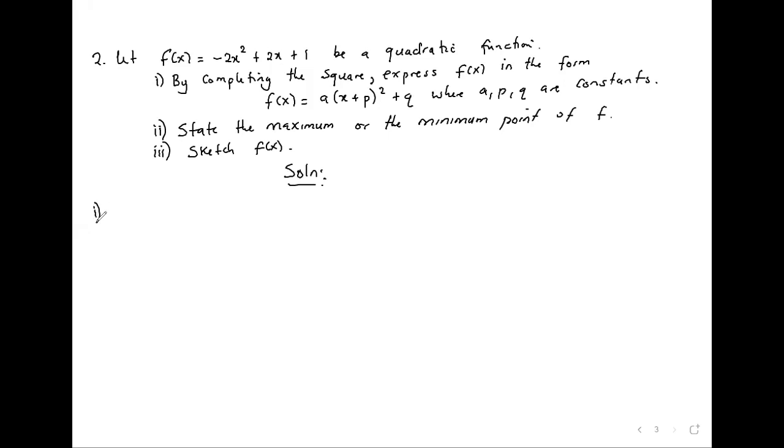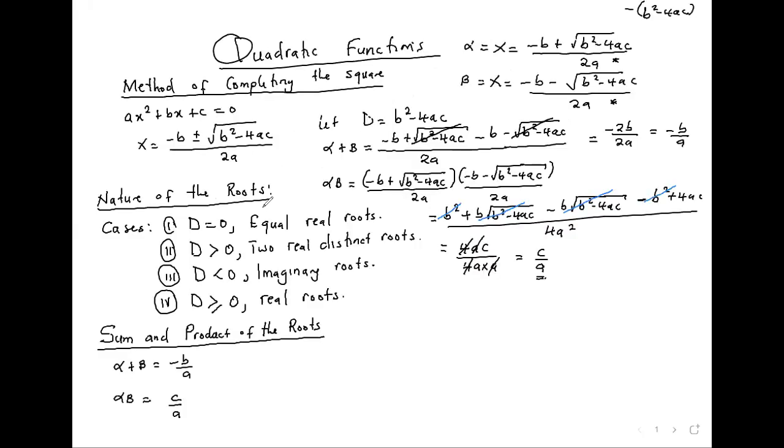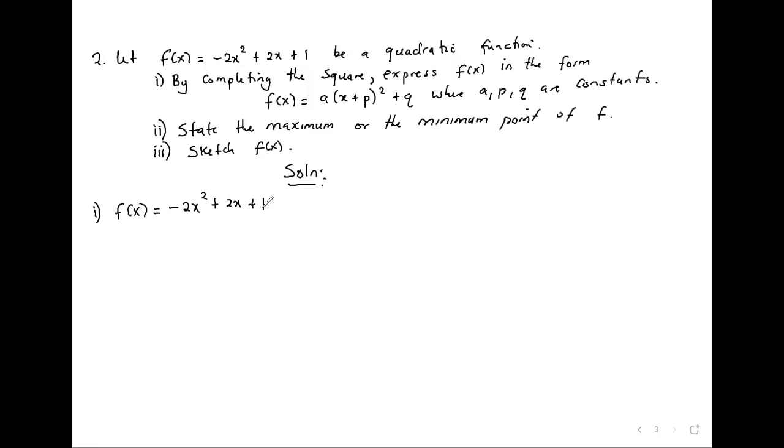Part one, complete the square. So f of x is equal to negative 2x squared plus 2x plus 1. There is no zero here, so it's different from this one, which had zero. If there is no zero, then what do I do? I don't divide by the 2 throughout till it disappears. I just keep the negative 2 outside, so that I remain with x squared here, and then divide inside: plus 1 over negative 2, which becomes negative 2 times x squared minus x minus half. Like that.